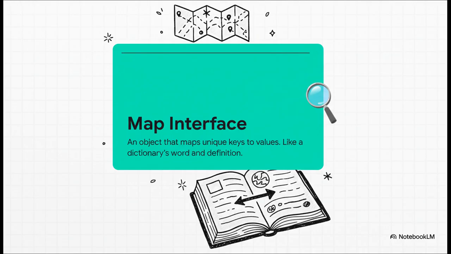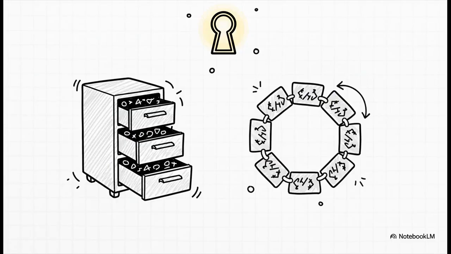The absolute perfect analogy is a dictionary. You look up a unique word, that's the key, to find its definition, that's the value. The go-to models here are HashMap and LinkedHashMap. They let you build these amazing key-value structures that make it incredibly fast to find any value as long as you know its unique key. It's like being able to look up any word in the dictionary instantly.